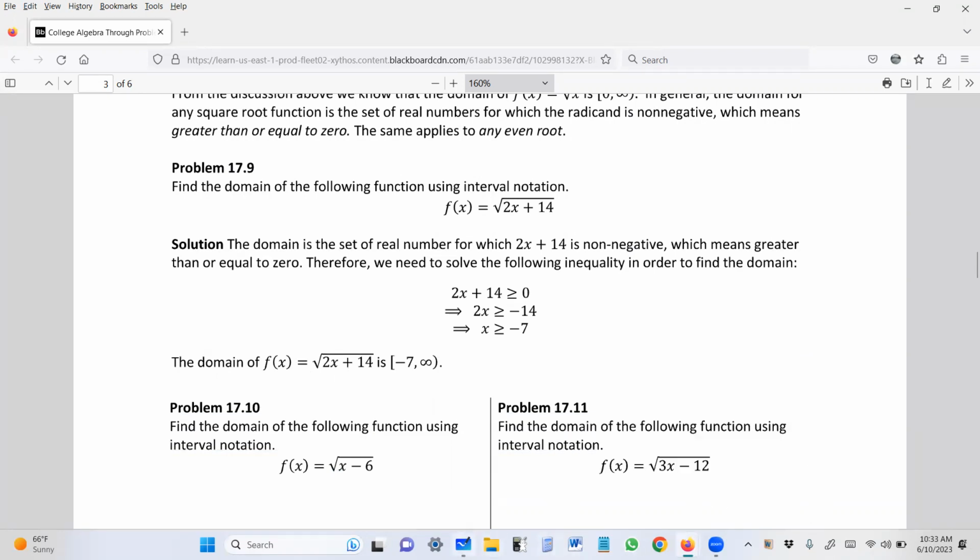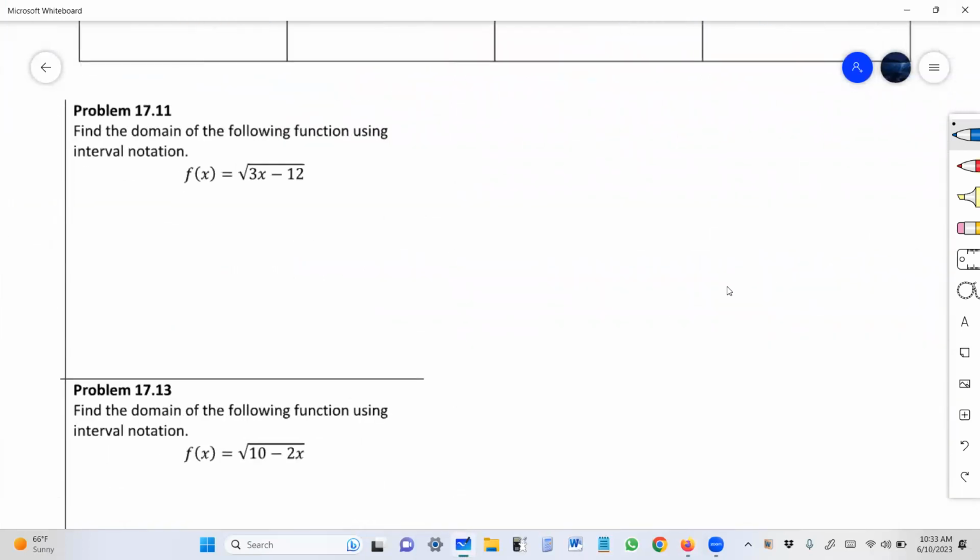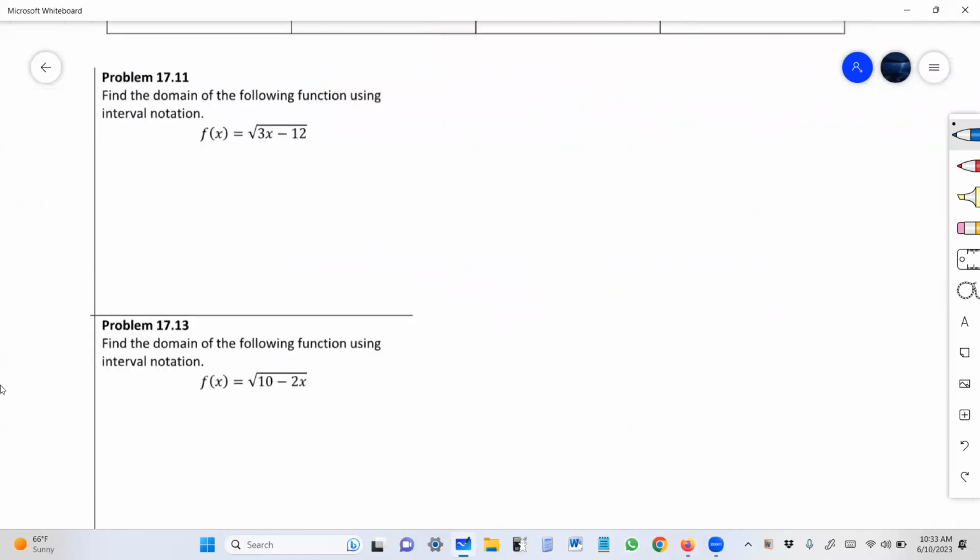So let's take a look at the problems that we're going to do. I will do 2 here, and you can do the other 2 later on if you want. So I have a radical function, f of x equals the square root of 3x minus 12, and I need to find the domain. Keep in mind, the answer has to be expressed in interval notation. So step 1 is to set the radicand, the expression inside of the radical, to greater than or equal to 0. Always greater than or equal to 0. And then we're going to solve this inequality.